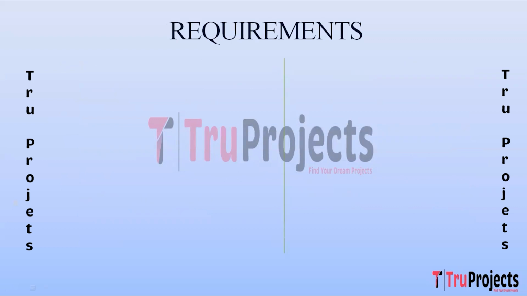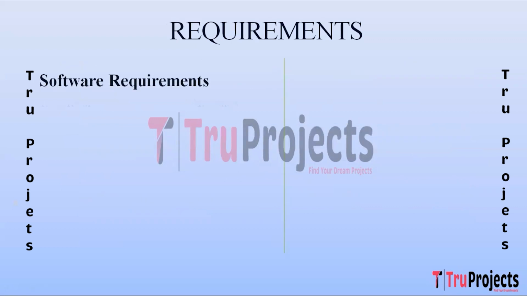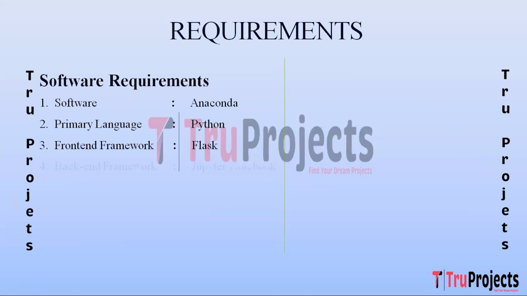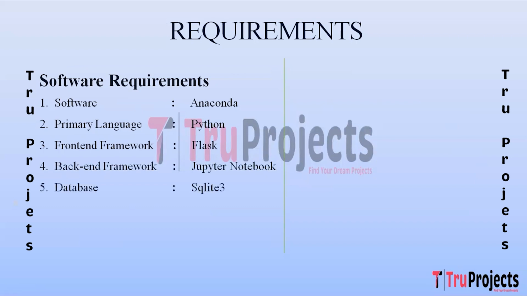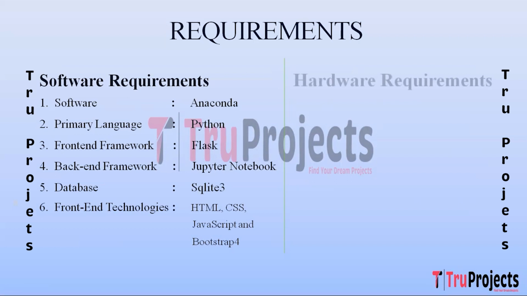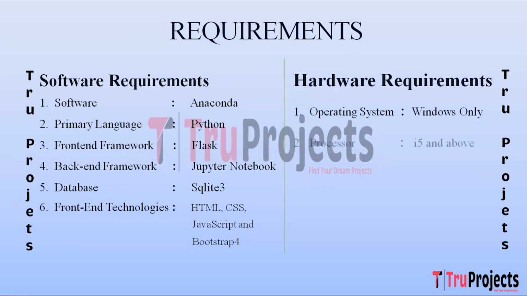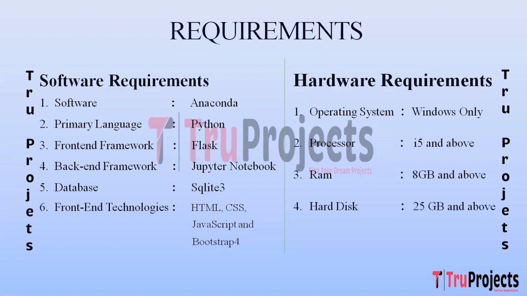Requirements needed to execute this project are: software requirements. Software used is Anaconda, primary language used is Python, front-end framework used is Flask, back-end framework used is Jupyter Notebook, database used is SQLite 3, and front-end technologies used are HTML, CSS, JavaScript, and Bootstrap 4. Hardware requirements needed are operating system of Windows, processor of i5 and above, RAM of 8GB and above, and hard disk of 25GB and above.